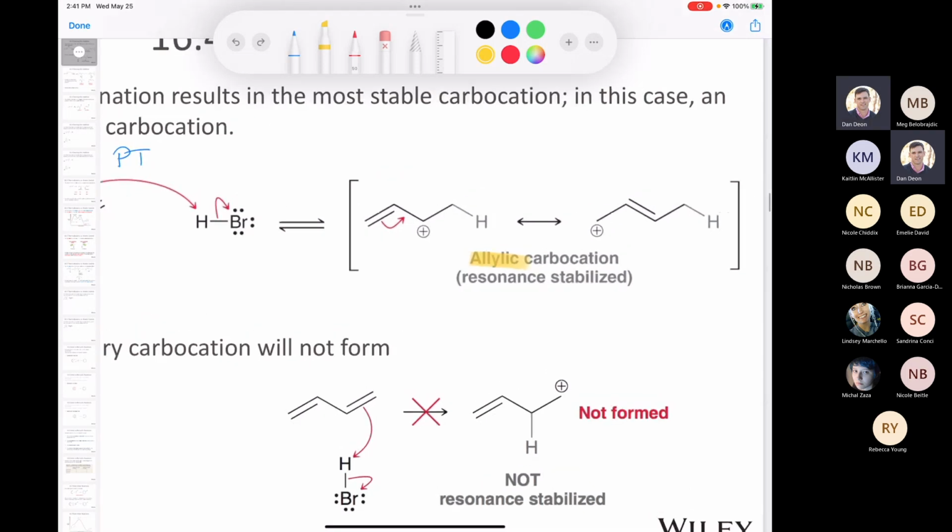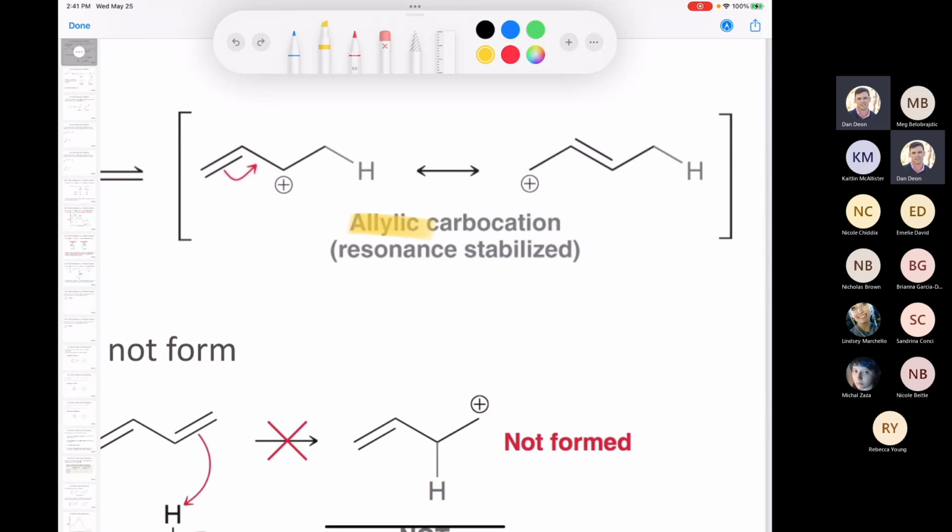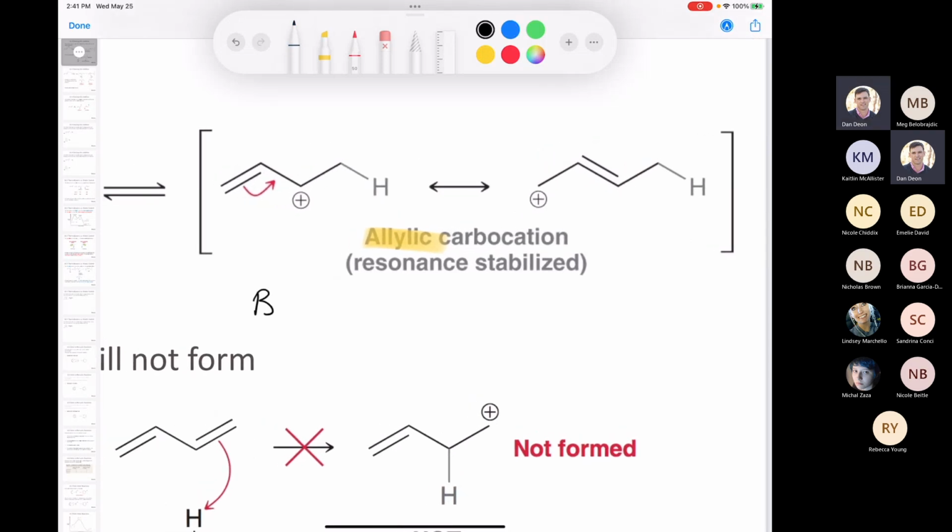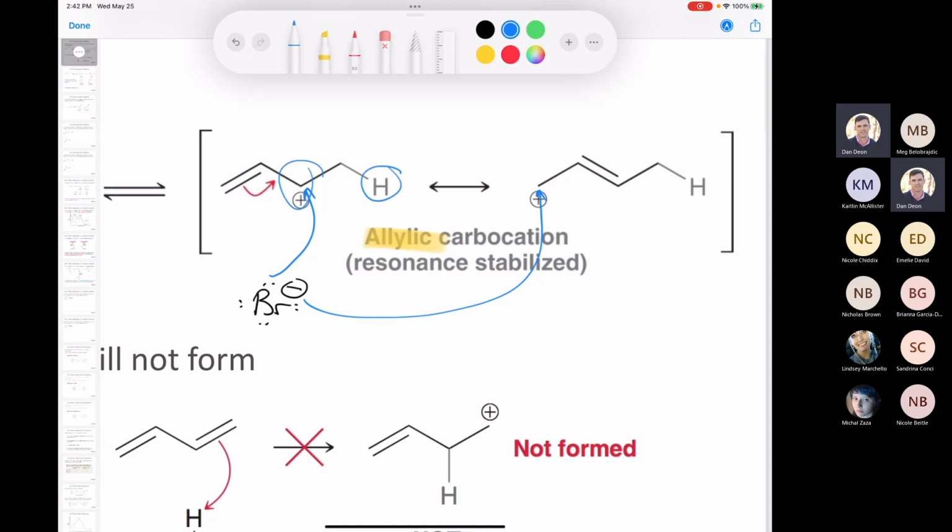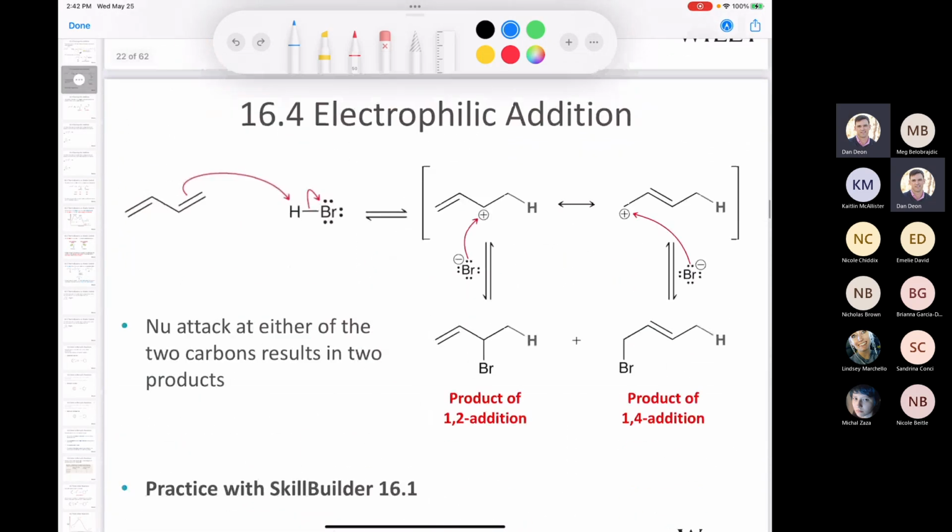Well, if you understand both of these resonance contributors, then what would stop the nucleophile, which would be the bromide, from attacking either one of those carbocations? It could attack here, or it could attack here. The first one would give you the 1,2 adduct, and this one would give you the 1,4 adduct. And if that was your rationale after looking at this slide, that rationale would be 100% correct.